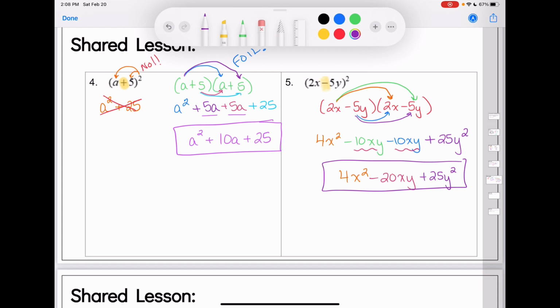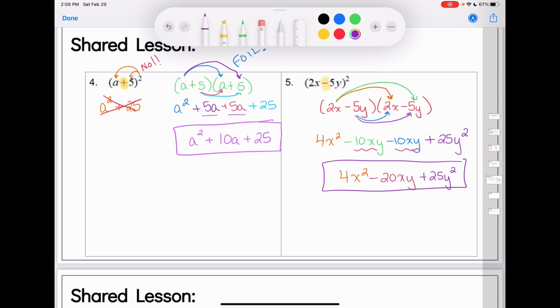But actually, that's kind of a shortcut too. Did you notice when I was doing these? I multiply my first terms, which was really like squaring that first term because they're exactly the same. My two middle terms were always the same number, so then I added them together. And then my second terms I squared because they were the same thing as well. So my middle term was just like multiplying the two terms together, and then I doubled it, right? A squared, 5 times a is 5a, double it gives me 10a, and then 5 squared.